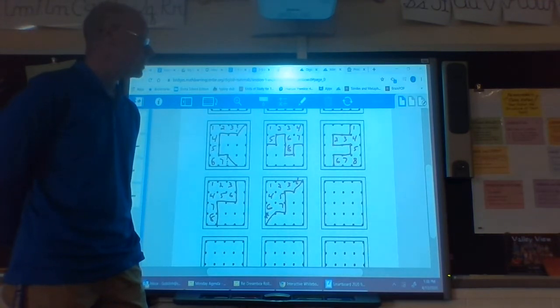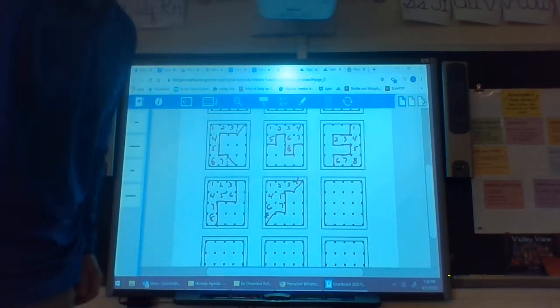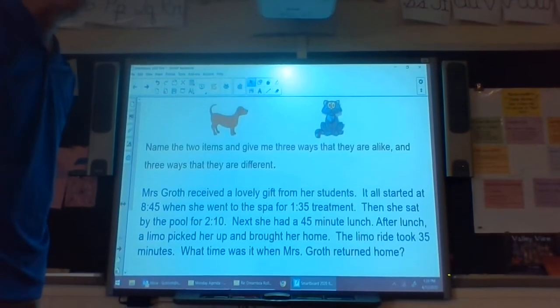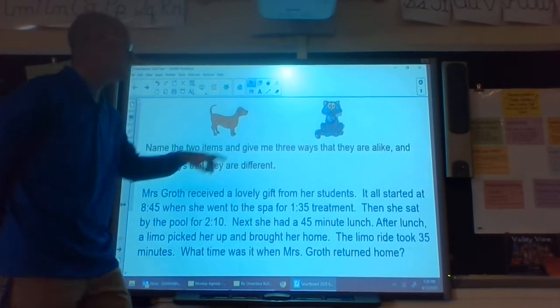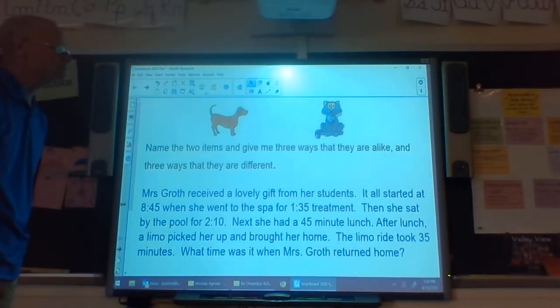So I'm going to go back over those other problems with you today that we did. So take those out, please. Okay, I don't think I tricked you about the pictures. I know that most of you said this is a dog and this is a cat. And I was trying to think of 3 ways they're alike.